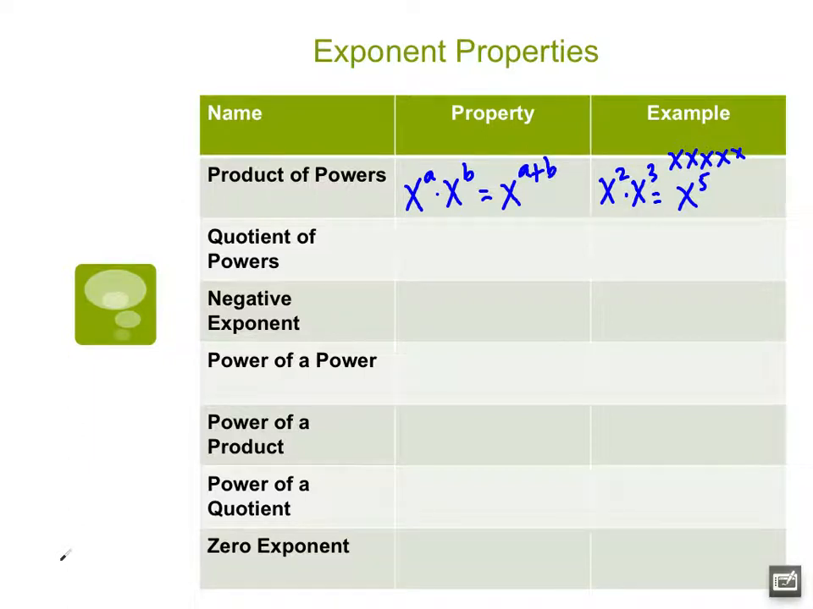Quotient of powers, that's like x to the third over x squared. So this is 3 x's over 2 x's. You're left with just 1 x. So in this case, you don't want to divide those exponents, you want to subtract them. So if we have x to the a over x to the b, this becomes x to the a minus b.